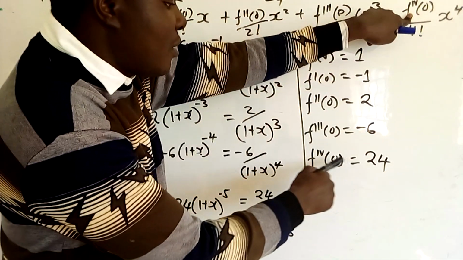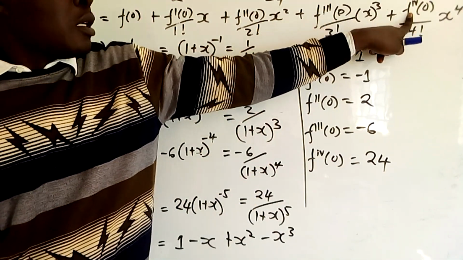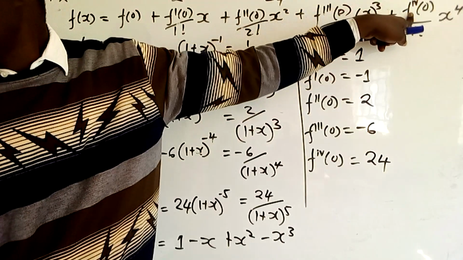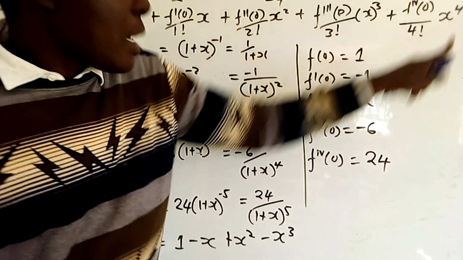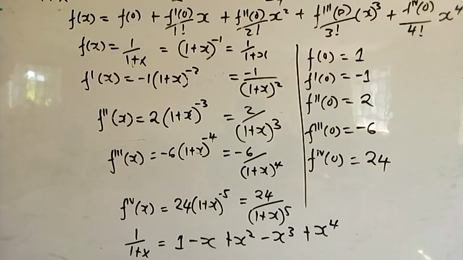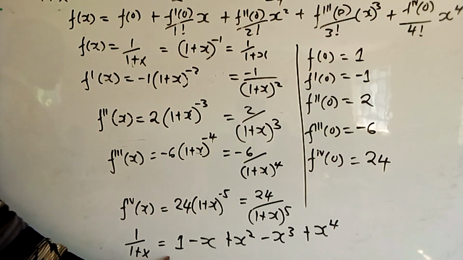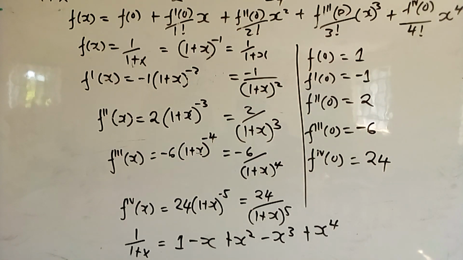Then here, f raised to power 4, the fourth derivative at 0 is 24. 24 over 4 factorial is 1. 1 times x raised to power 4, you get plus x raised to power 4, isn't it? So we found that the Maclaurin series expansion of 1 over 1 plus x is this, isn't it? Are we together? So the Maclaurin series expansion of the second case, 1 over 1 plus x, is that.